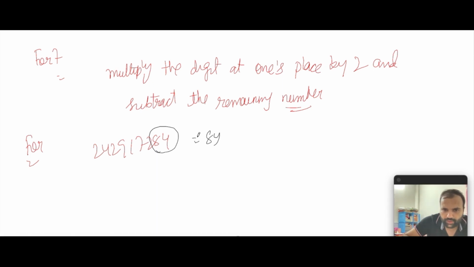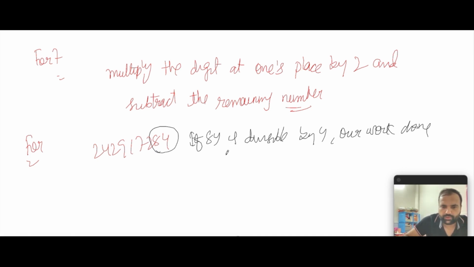If 84 is divisible by 4, then our work is done. So we see it is divisible by 4, so we have 84 is 4 into 21, so it is divisible.